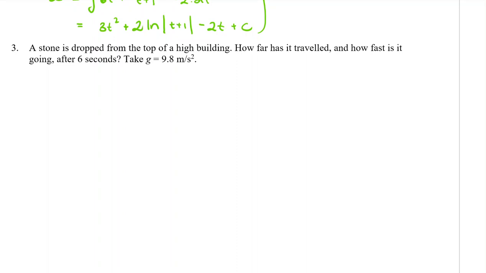A stone is dropped from the top of a building. How far has it travelled and how fast is it going after 6 seconds? Take gravity to be 9.8 meters per second squared. Okay. A stone is dropped from the top of a building. What is its speed initially? 0, starting from a stopped position. And its velocity initially is also 0, and its time is initially 0.